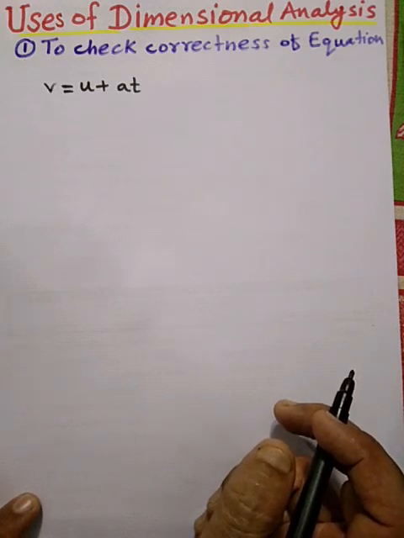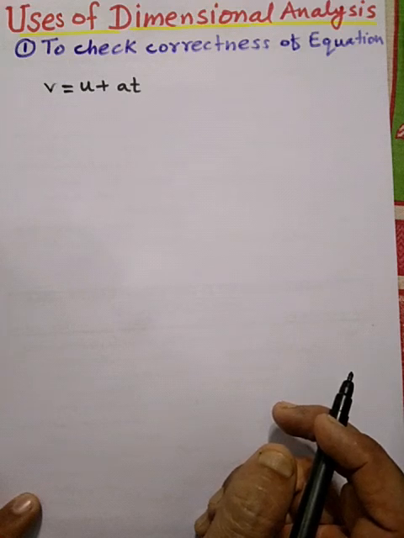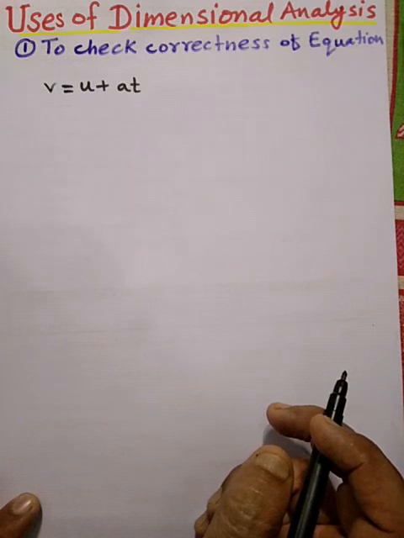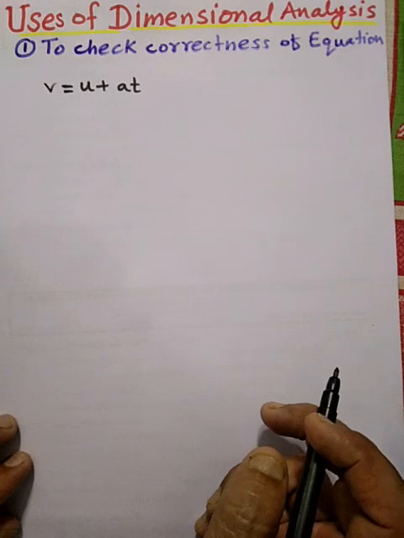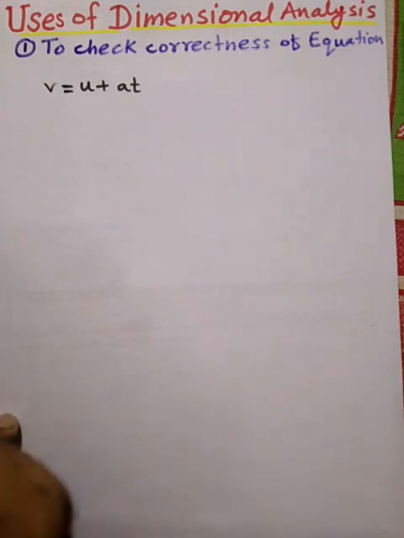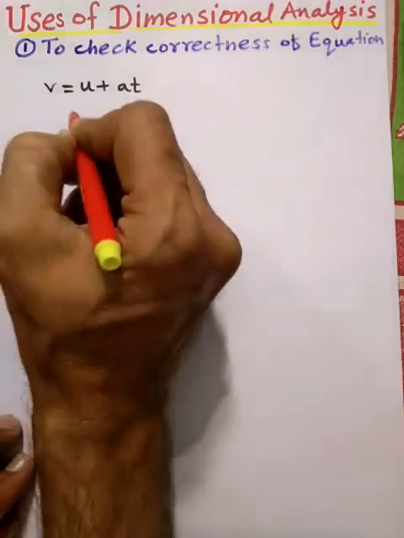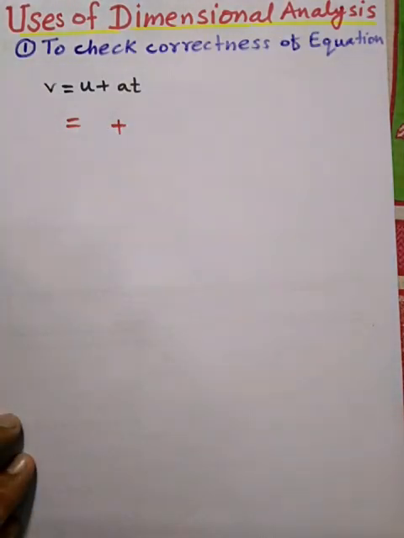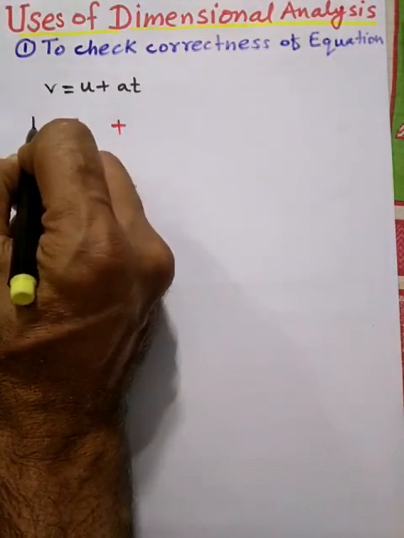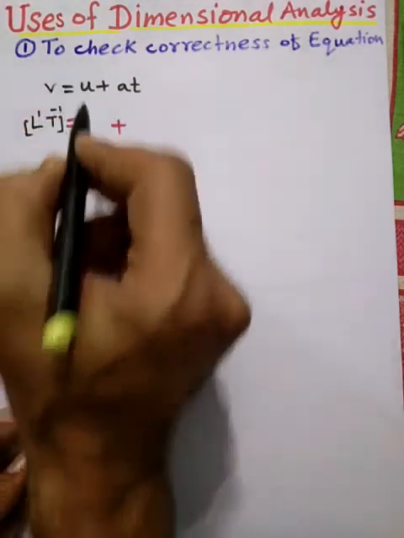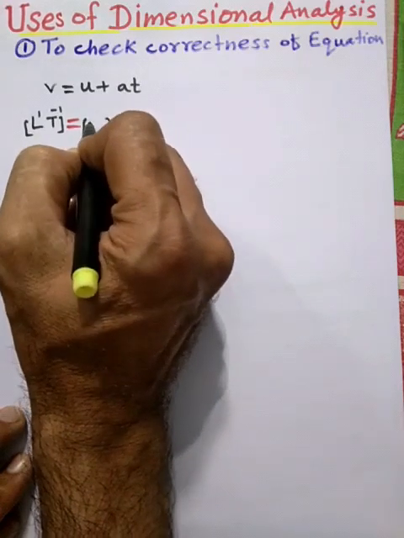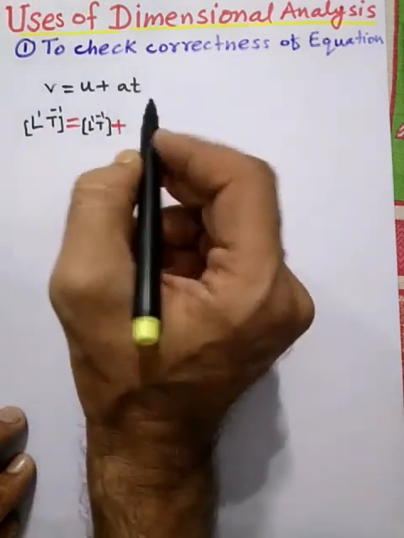To check the dimensional correctness of the equation, we write the dimensions of all terms on both sides. If the equation is correct, then it obeys the principle of homogeneity. Now write down the dimensions of all terms of this equation. Dimensions of velocity: meter per second, L1 T minus 1. The dimensions of initial velocity are also the same, L1 T minus 1.